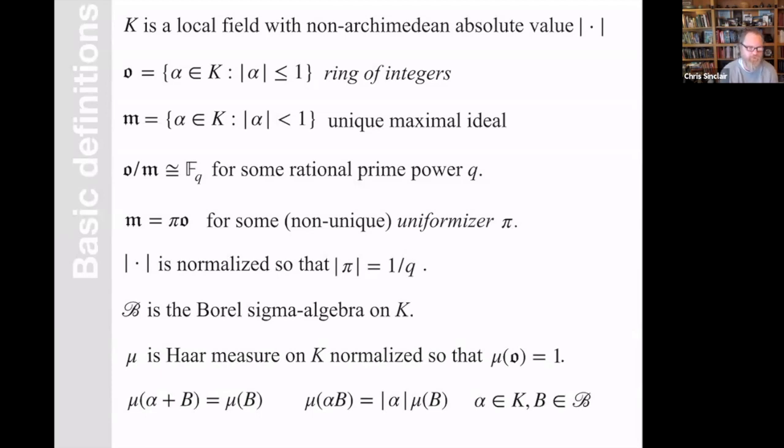I'm going to use mu for the same Haar measure that Joe used, normalized so that the measure on the integers equals 1. Some nice properties of a Haar measure: first of all, it is translation invariant. So mu of alpha plus a neighborhood B is just equal to mu of B, right? That's the translation invariance. But it turns out that Haar measure also plays relatively nicely with respect to dilation of neighborhoods as well. When you multiply a neighborhood by an element, the measure changes by the absolute value of that element.